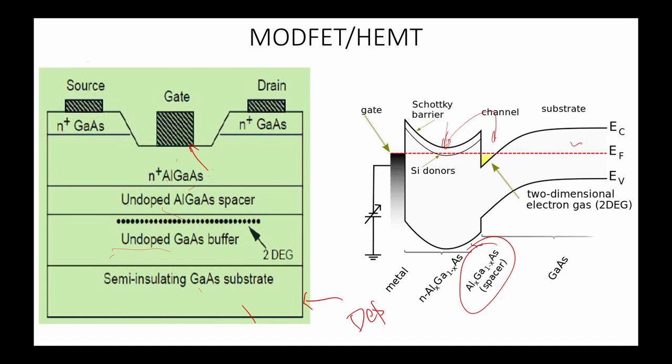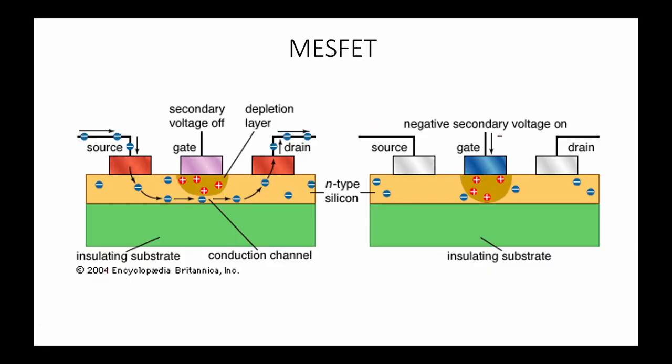Now there is another type of transistor, which is the MESFET, the metal semiconductor field effect transistor. In this type of transistor, this is N type silicon, or it can be any type of substrate, N type or P type.